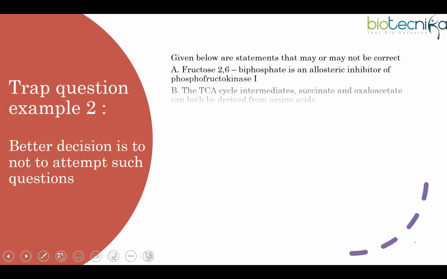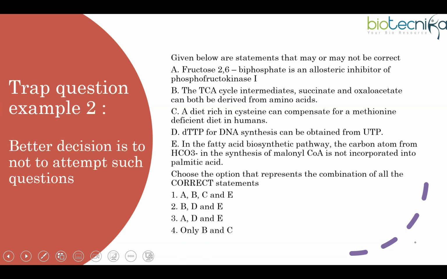Okay. Another trap question example is not a numerical problem, but in this case, first of all, each of the statements is from a different biomolecule. This is from unit 1, but as you can see, the first two are from carbohydrates, the third is from amino acids, the fourth is from nucleic acids, the fifth is from fatty acids. So there are chances that you may not have studied one of the biomolecules. Such kinds of combined questions you are supposed to avoid.